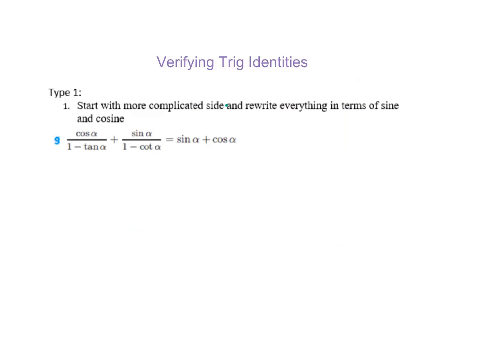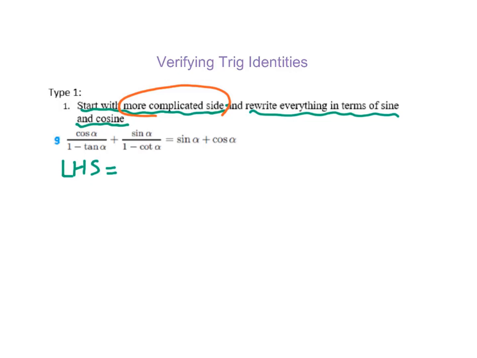First of all, always start with the more complicated side and rewrite everything in terms of sin and cosine x. That's tip 1 for verifying trig identities. When you have a fraction, that's definitely the more complicated side. Therefore, for verifying this trig identity, I will get started from the left-hand side. Change everything into sin and cosine.